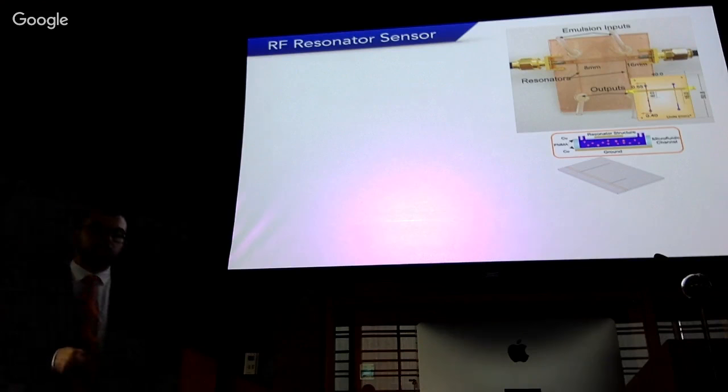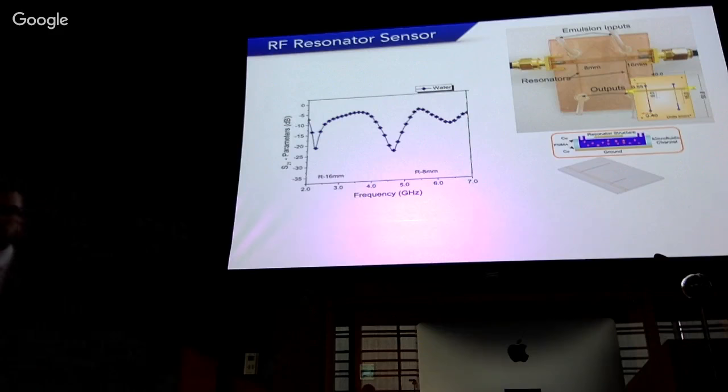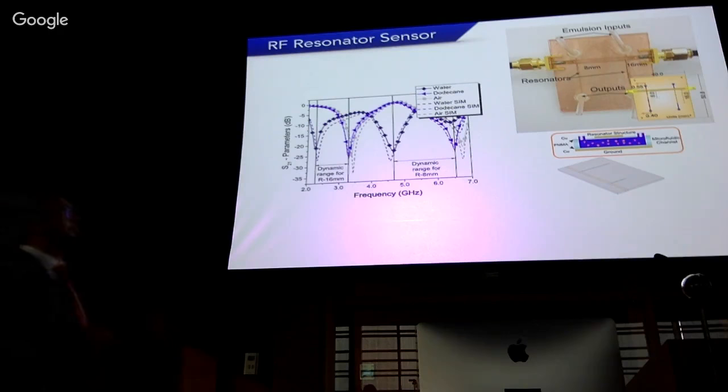And then when we fill the channels with water, this is the type of response that we get. So we get two notches. When we fill them with dodecane, this is what we get. We get a shift in these parameters. Then we plot again air, just in case, because sometimes you have leakages, and you also have this shift.